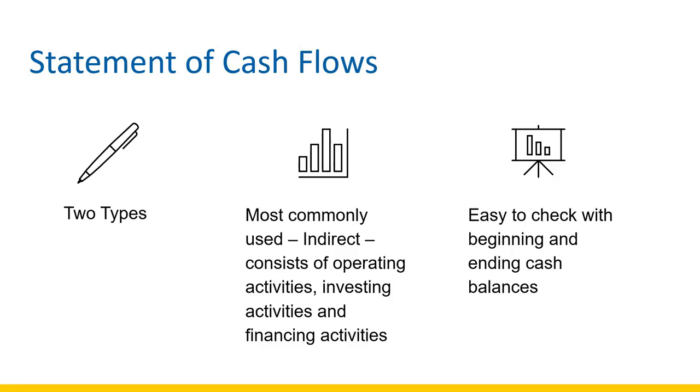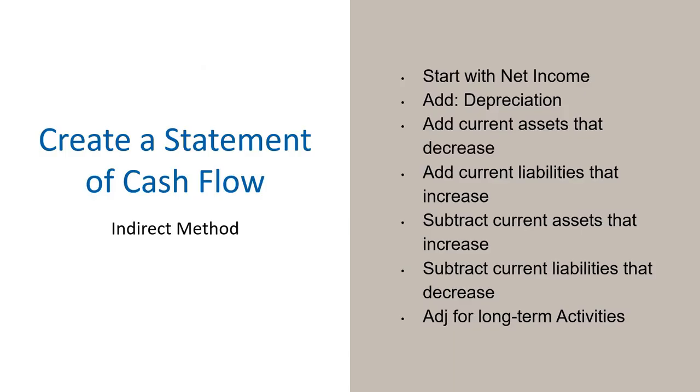Most companies use the indirect method, which consists of cash flow from operating activities, cash flow from investing activities, and financing activities. This is the easiest statement to double check to know if it's correct, because I start with the beginning cash. I take into account all of the items going through the statement of cash flow. If I'm recording them correctly, my beginning cash plus my changes in cash flow will equal my ending cash. I can check these from the cash amounts on the balance sheet. This is how I create a statement of cash flow using the indirect method. And like I said, most companies use the indirect method.